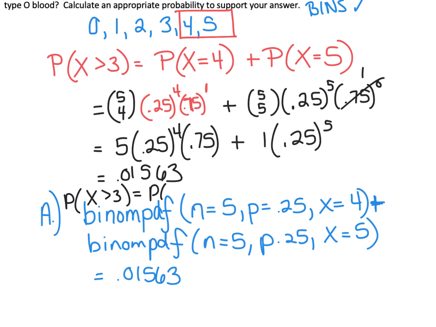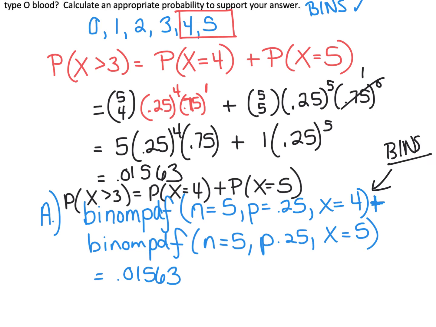So just so you realize what's acceptable on the AP exam, you can use this calculator talk, but make sure that you first show what it is you're finding: the probability that X is greater than 3 is equal to the probability of X equal to 4 plus the probability of X equal to 5. And you may use your calculator talk. It still is necessary to address your conditions, though, the bins. You can't just jump right into calculator talk.